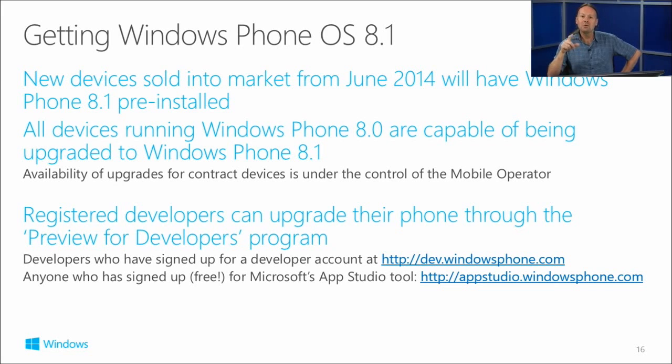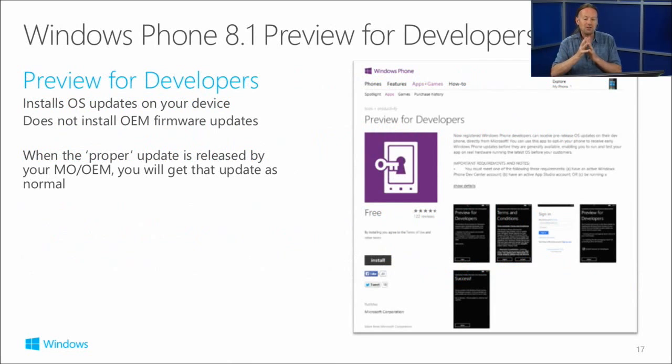However, if you can't wait for that, and you consider yourself a bit of a developer, or even if you're not a developer but you want to pretend to be one, you can get the OS onto your phone very easily. First of all, if you've got a developer account, so you've signed up for a dev account at dev.windowsphone.com, or you've registered for appstudio.windowsphone.com, which is this web tool for creating apps. It was only on the phone, and we announced an update that's coming, and now apps will run on tablet as well. But if you register for that, and that's free, then you can have access to this, which is the preview for developers.